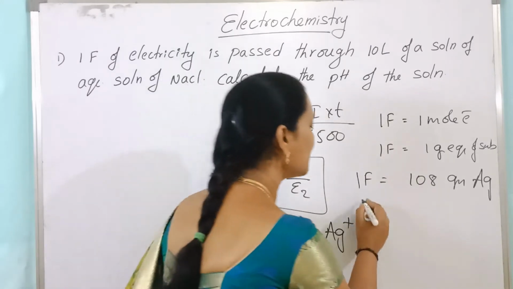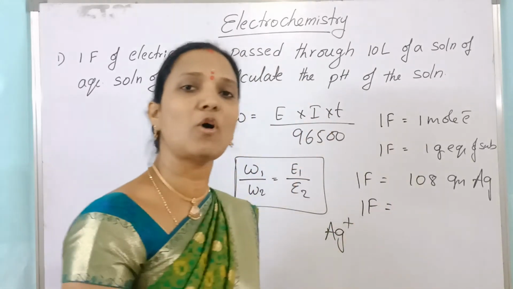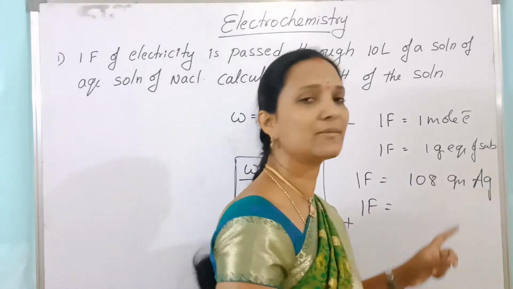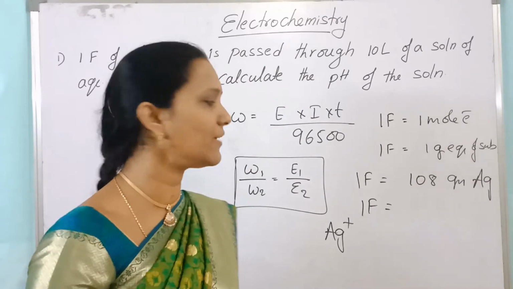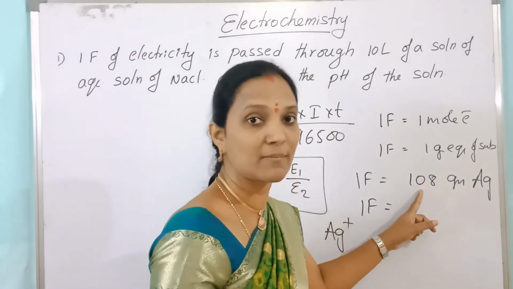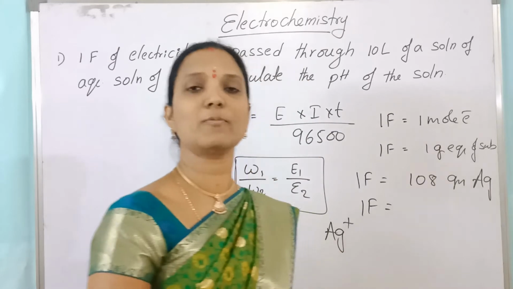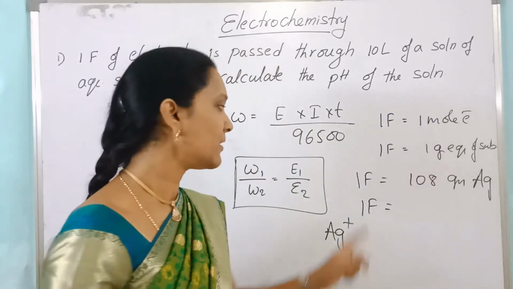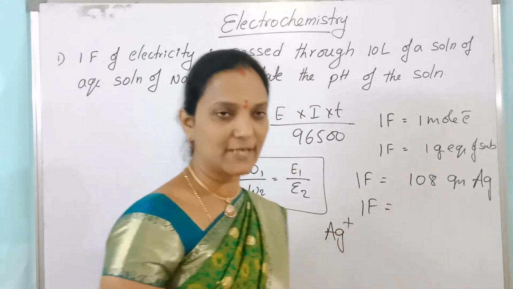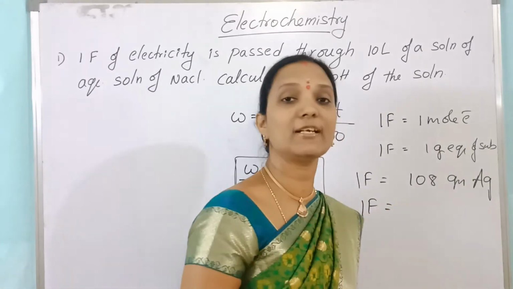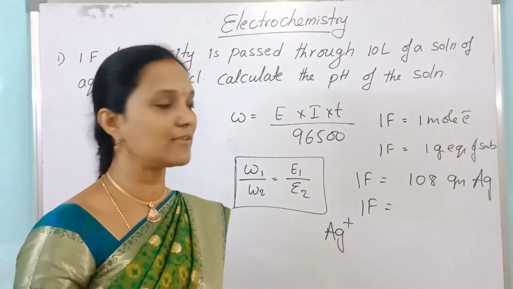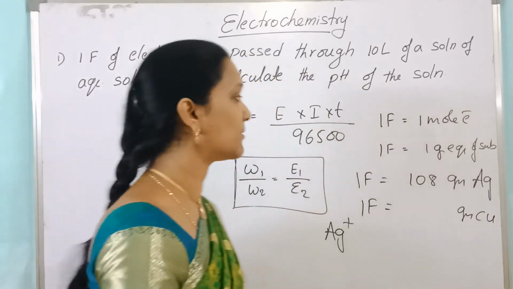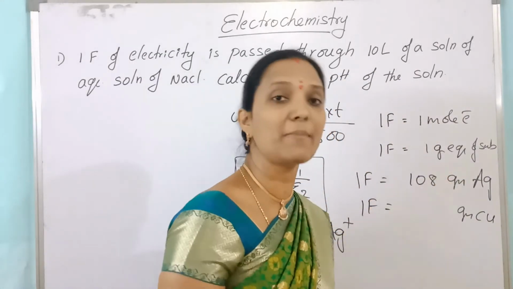Like that, 1 Faraday passed, how much copper will deposit? Because these are repeated in many problems, silver, copper, hydrogen, like this only they will repeat. That's why if we know at least these atomic masses, we can solve problems easily. Anyhow, in the problem, they will mention the atomic mass in brackets. So 1 Faraday of electricity passed gives 108 grams of silver. How much copper will deposit? Its equivalent mass, because 1 Faraday is always 1 gram equivalent only.